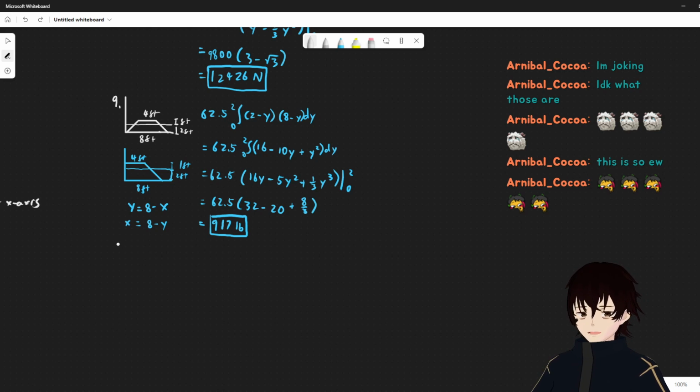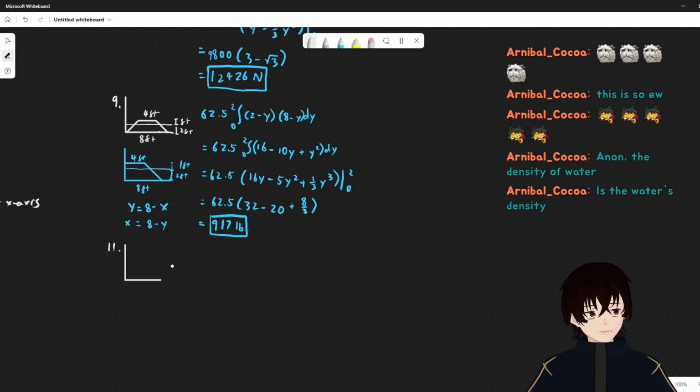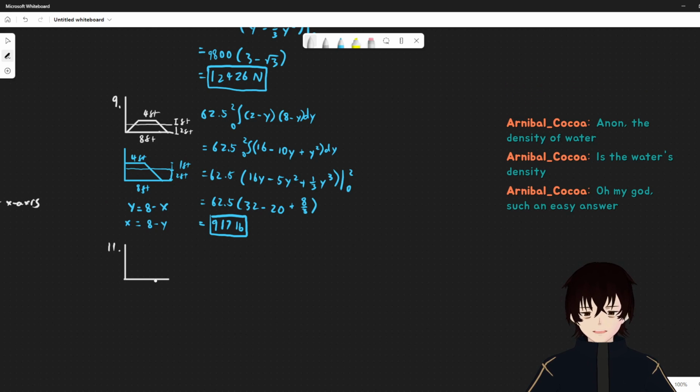But don't worry, because it's not over yet. We still have number 11, which is another similar problem. The density of water is the water's density. Man, if only my teachers could accept such a straightforward explanation.